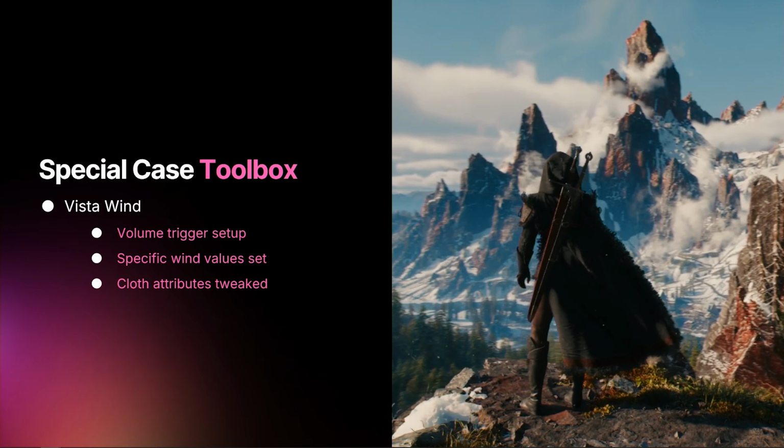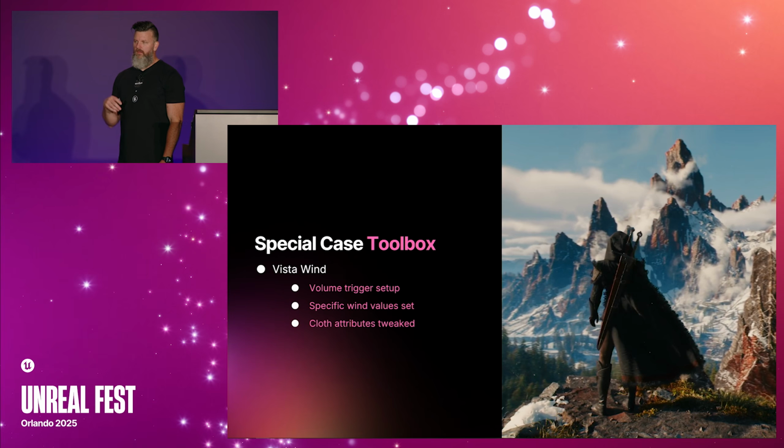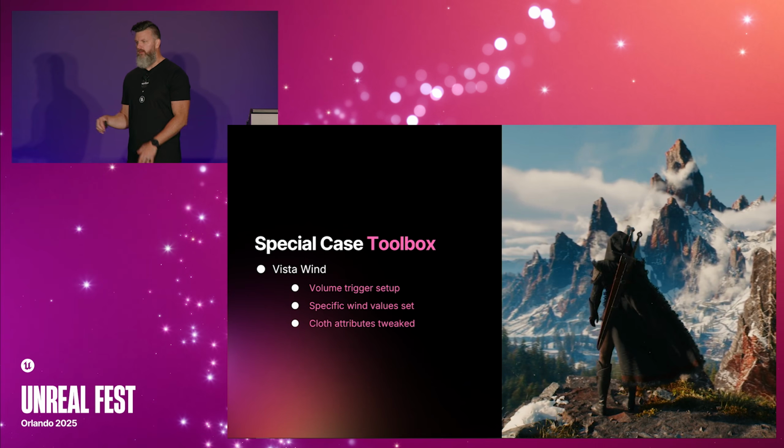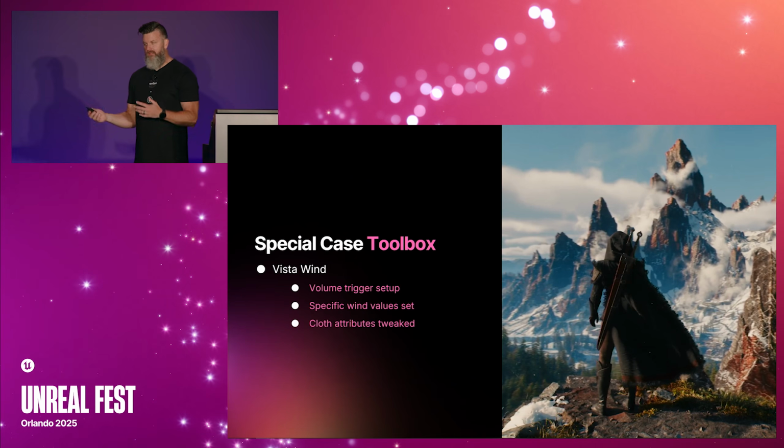So the Vista wind: there's a volume trigger set up because it was a very specific, unique area in the world, and we knew at that specific point we wanted to have specific things done. I set up a volume trigger, which has an overlap event that says, hey, I'm at the Vista. Then in the controller function, I look for that variable, and when it's set, I set those specific wind values and the cloth attributes like lift and drag. Again, just to get a more cinematic, more dramatic effect there. And that's the only spot I use those values.